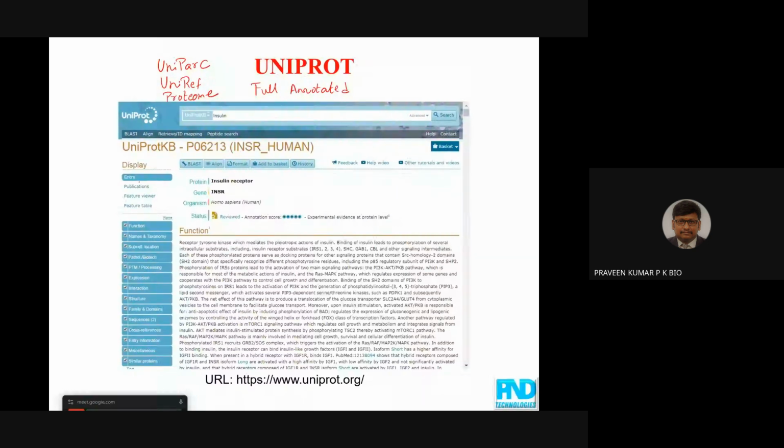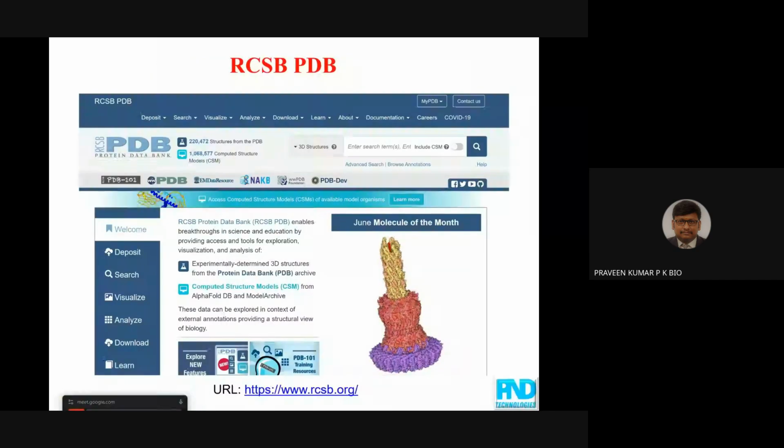Okay, the detailed annotation you can see even in the left side tab panes. Now let me take you to the structural database. Till now, whatever we have discussed is related to the sequences. Of course, structures are also there in the hyperlinks, but the major structural database for a protein target is PDB.